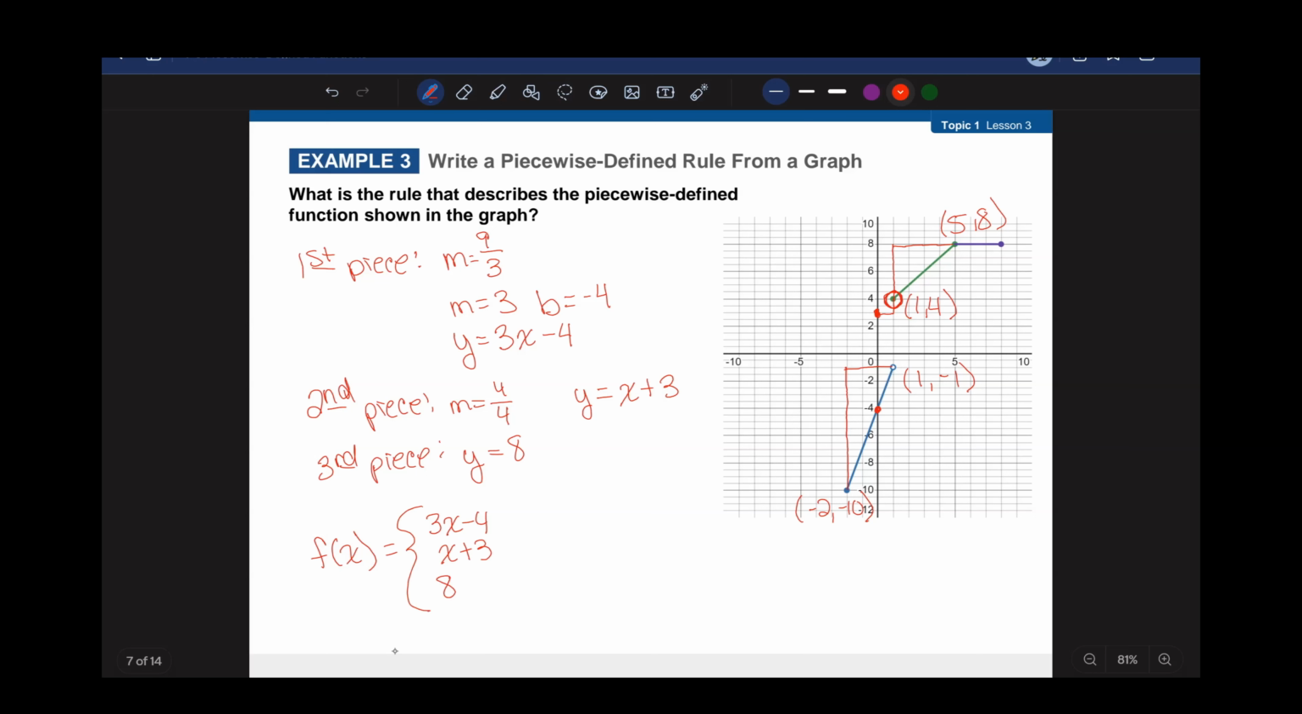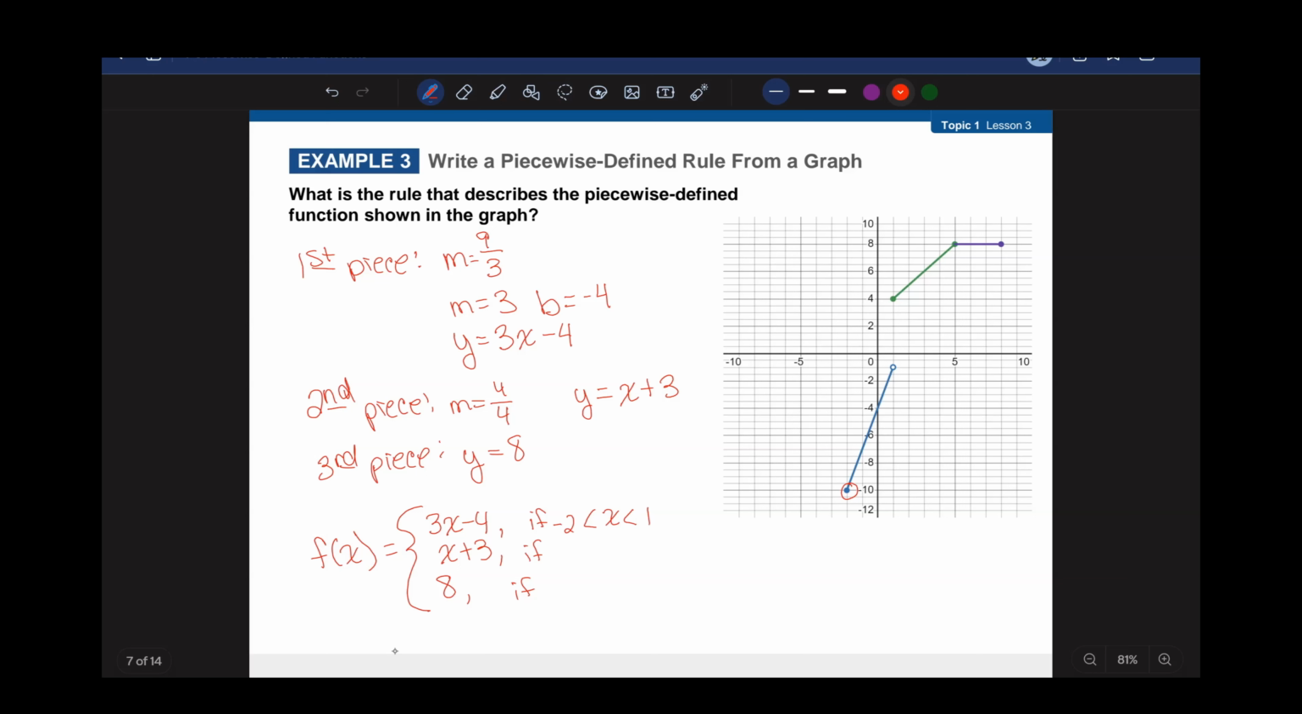Put your little brace on the outside, comma, comma, comma. Sometimes you'll see an if. So we'll put an if out here. And then you have to state your domains, like from where to where. So let me erase the busyness. All right, so I know that this piece goes from -2 all the way to +1. So I know that x is between -2 and +1.